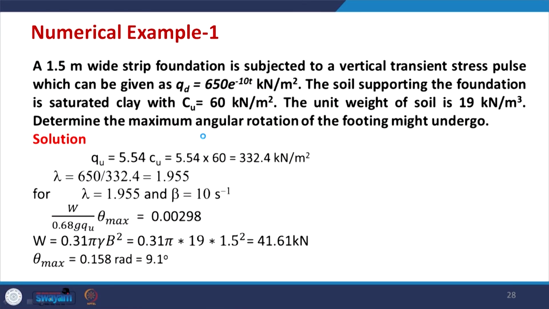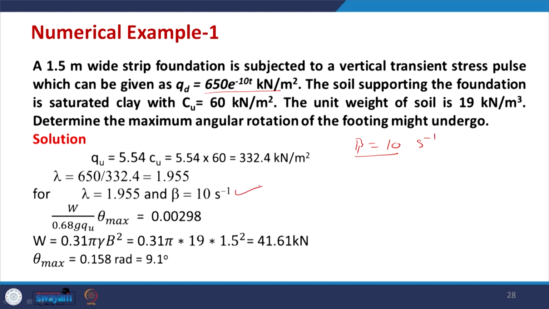Now, I am going to discuss some numerical examples, one example from each of the theories, which will make things very clear. Let us take up the first one, Trendafilidis's solution. The problem is given here. A 1.5 meter wide strip foundation is subjected to a vertical transient stress pulse, which can be given as Qd equal to 650 e to the power minus 10t. From this given function, you can see that 650 is Q naught, and then you have the beta decaying function. Beta is 10 per second.